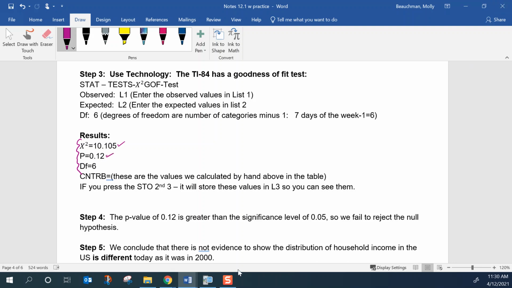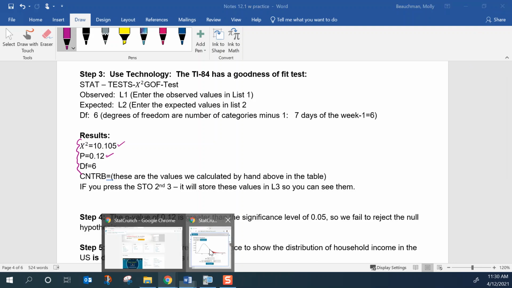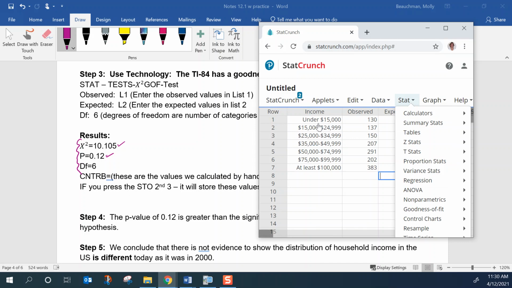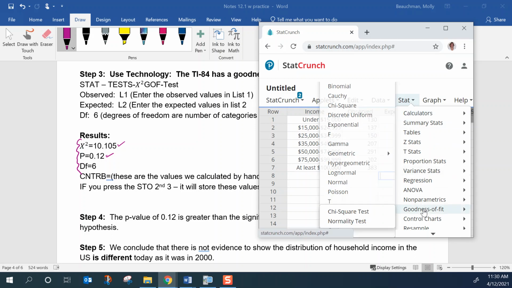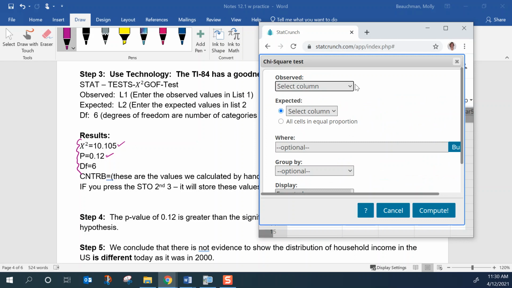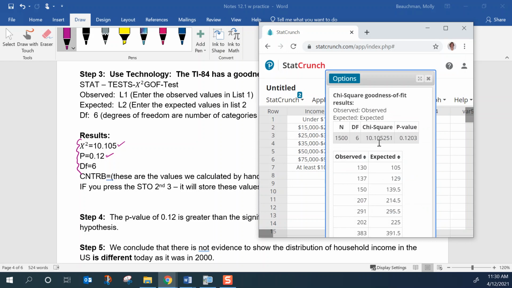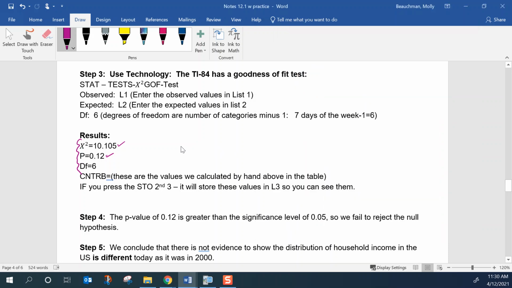Or you can use StatCrunch. So in StatCrunch, I've got the income, I've got observed, and I've got expected. You don't actually need the title or the labels, but you do need the observed and expected. So under stat, we would be doing goodness of fit, chi-squared test. Your observed are in the column called observed. Expected are in the column called expected. And then compute. So notice the chi-squared 10.105, p-value 0.1203. So it doesn't matter if you do it by hand, with the calculator, or with StatCrunch, you'll get the same values for chi-squared and p-value, and those are the two items that we need.